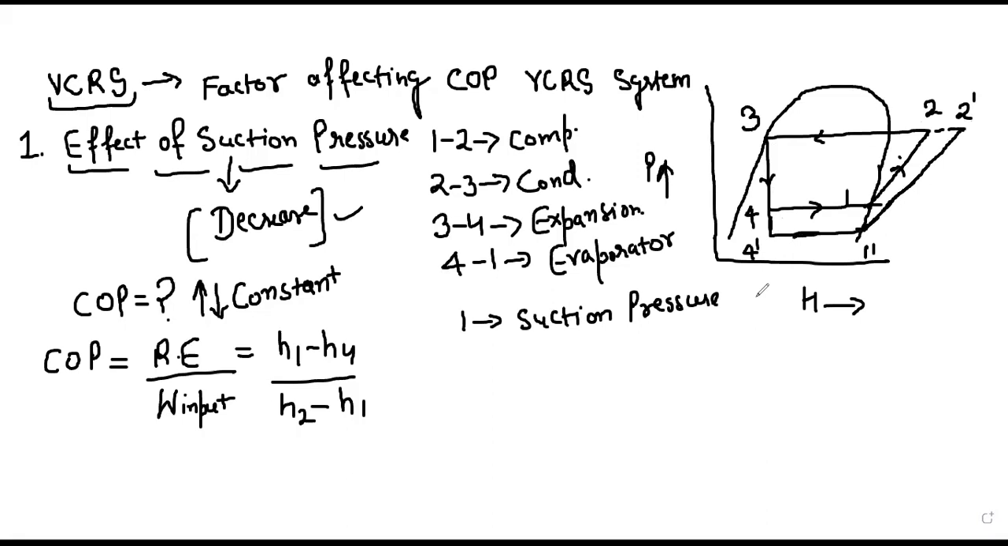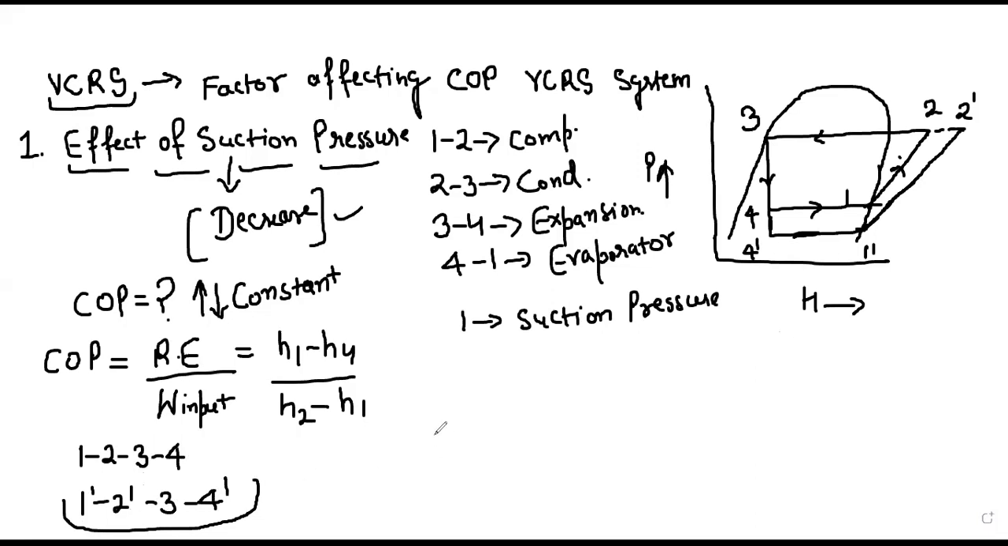Okay, so what I'm showing is that we are decreasing the suction pressure. Initially the process was 1 to 2 to 3 to 4. Now what is the new pressure? It is 1 dash, the starting point, 2 dash, 3 remains the same, and 4 dash, the new point. This is the process that we get when we decrease the suction pressure.